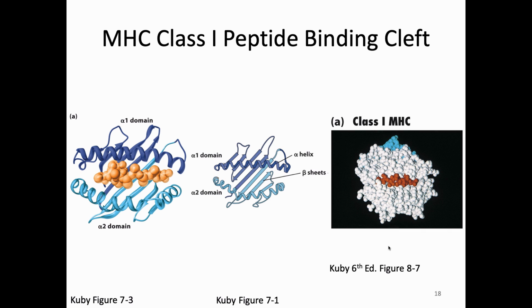So you said the white was the MHC. Yep. Or the orange was the peptide. Yeah. And what's beta-2M?